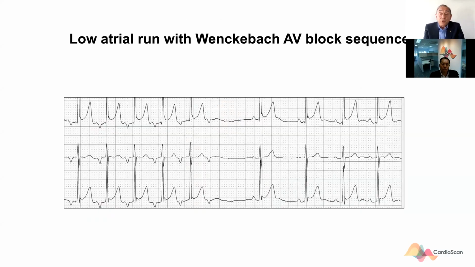Here is a low atrial run with a Wenckebach AV block sequence. This is quite obvious to you. The inverted P waves. There is a progressively longer PR interval, a drop beat there, and again, longest and shortest and drop beat. But of interest is that the shortest PR interval is now sinus, and it actually terminates, the drop beat terminates the sequence.